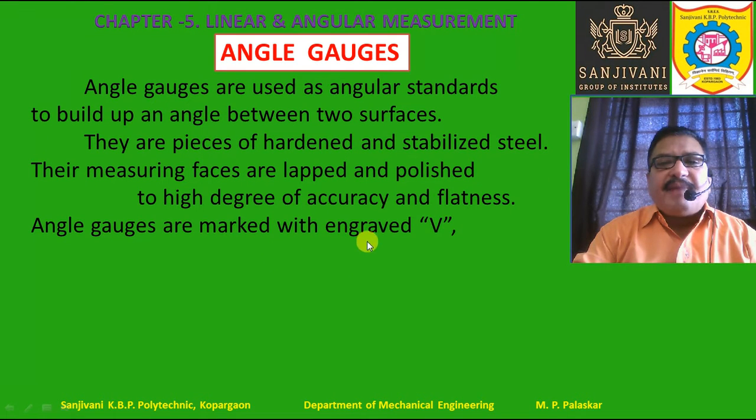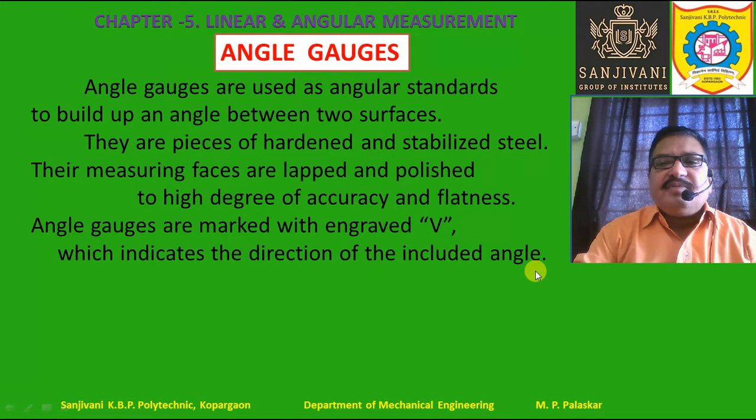Angle gauges are marked with an engraved V. So the V is shown on the angle gauges. It is engraved with this particular mark, which indicates the direction of the included angle. So we can locate the direction of the included angle with the help of this engraved V.